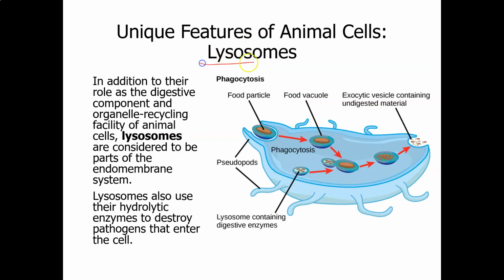Lysosomes are organelles that contain digestive enzymes. They're only found in animal cells, and they break down solids, food particles. They break down worn out cells that need to be recycled. Their function is breaking down chemicals.